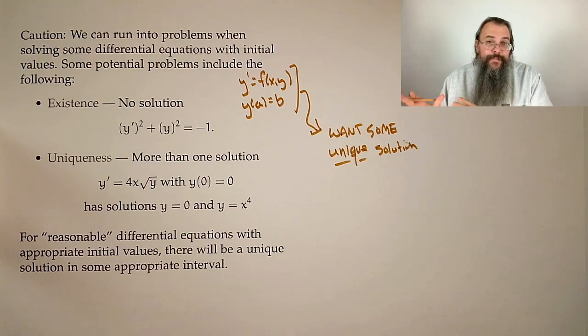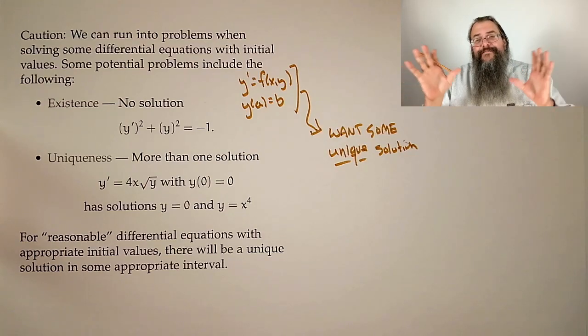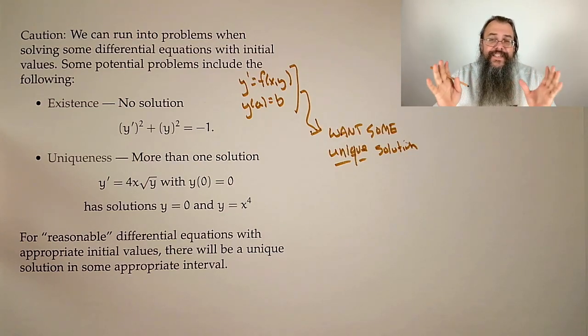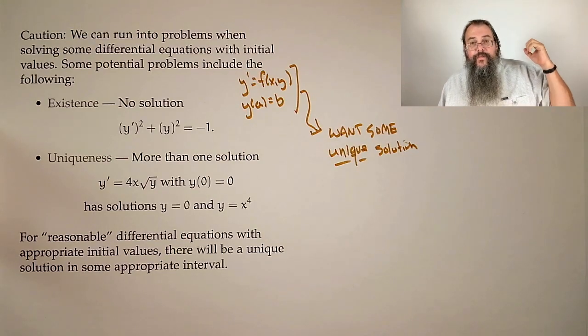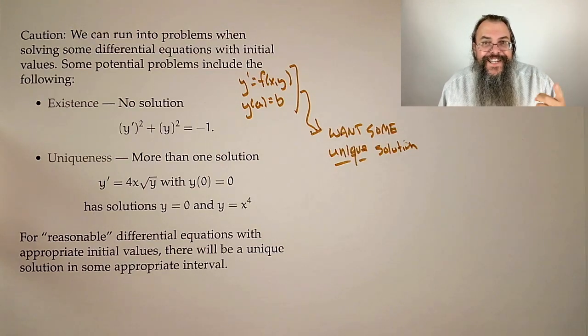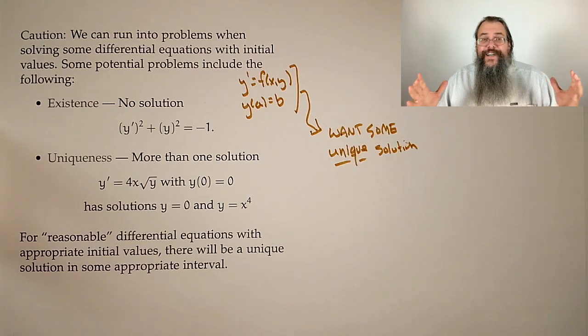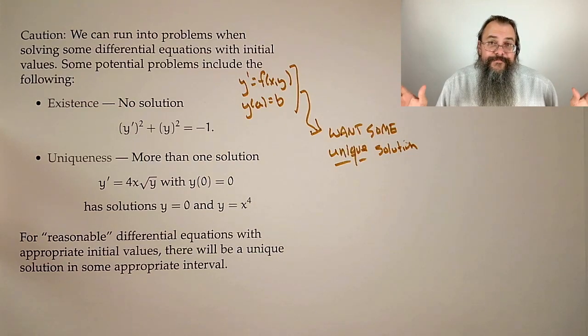But that may not happen. So we just want to say that some things can go wrong. Okay, so what could go wrong? Well, we want a solution. One thing that could go wrong is that there are no solutions.